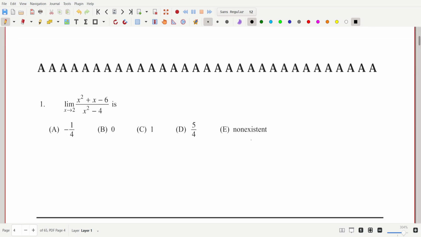Okay, this limit. You're supposed to factor. You can just cheat by L'Hopital's rule, though. It's like 2x plus 1 over 2x. That's going to be 1. Oh, sorry, going to 2. What am I talking about? That's going to be 5 over 4.